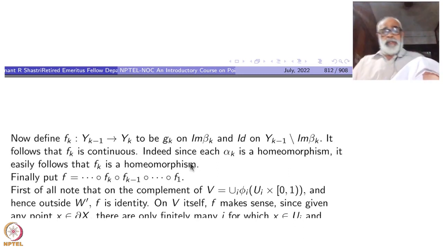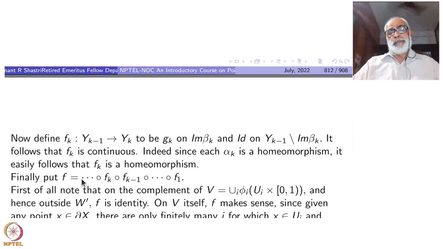Finally, there are infinitely many of them. I am putting f equal to the composition of these f_i's in that correct order, the reverse order. So what is the meaning of this? How do you explain that? Look at any point: f1 is defined, f2 is defined, f3 is defined. After a certain stage, it will become identity.